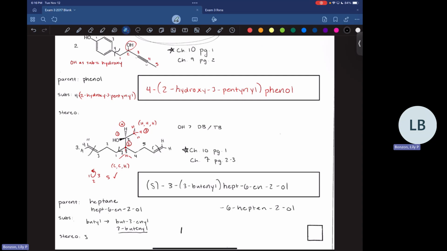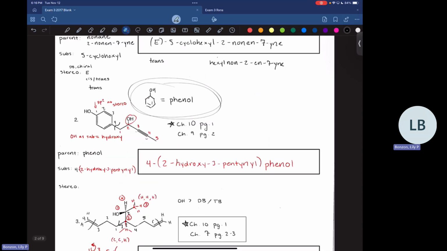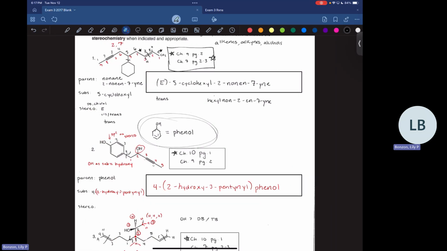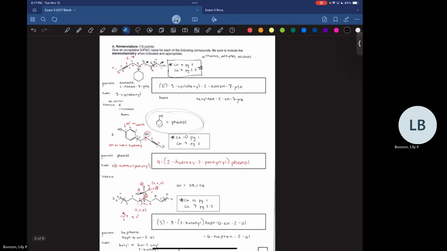Again, I tried to highlight the nomenclature portions that you will have to review for the exam. And I'll go ahead and give you my annotated copy after this so you can look back at those sections that I highlighted.